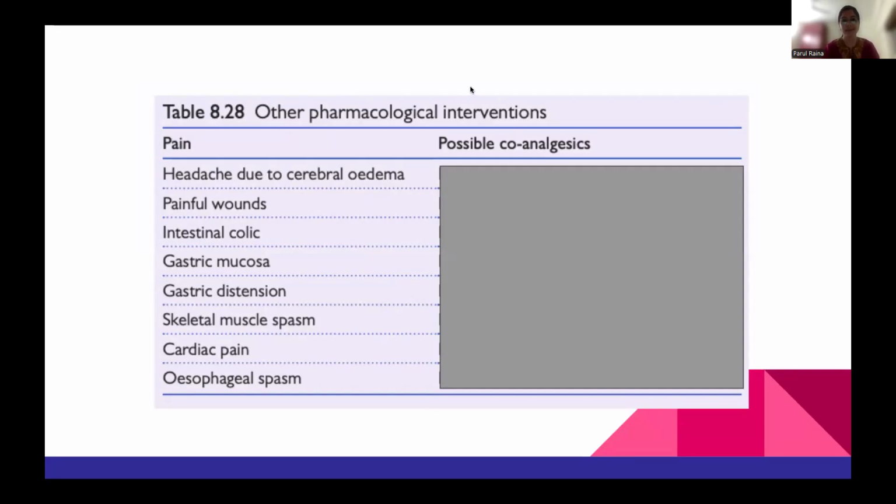Yes, it's very simple, but I just wanted to make everyone engage. Yes, it's the corticosteroid. Number two, painful wounds. Your time starts now. Painful wounds. Okay. Antibiotics, NSAIDs. Yes. Number three, intestinal colic. Yeah, antispasmodic.